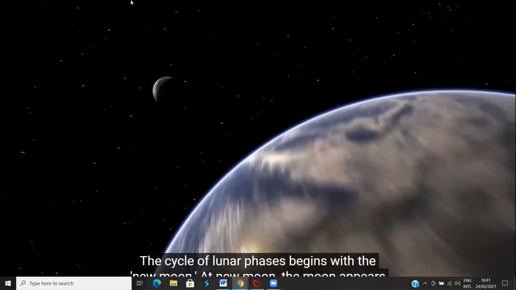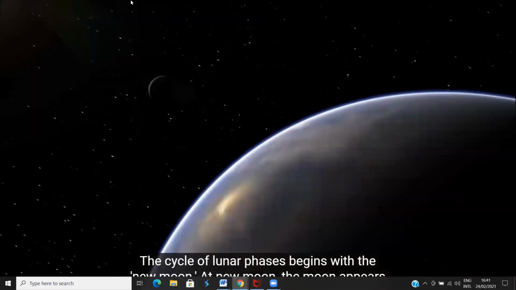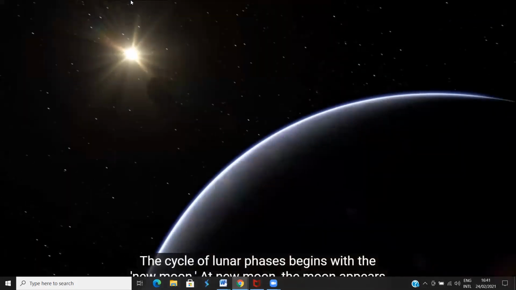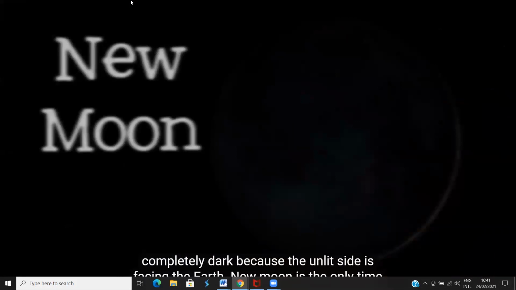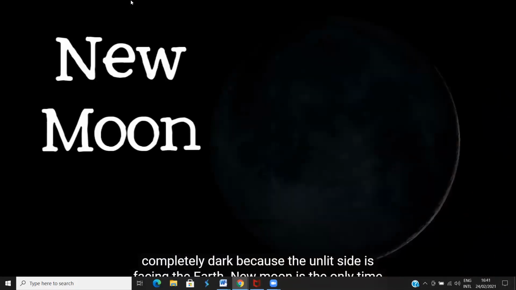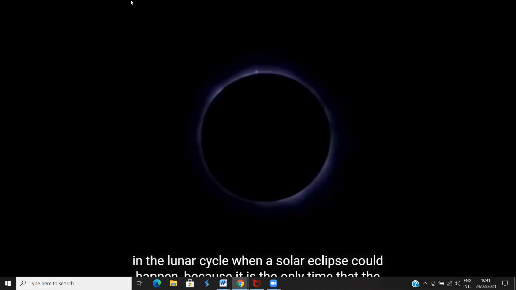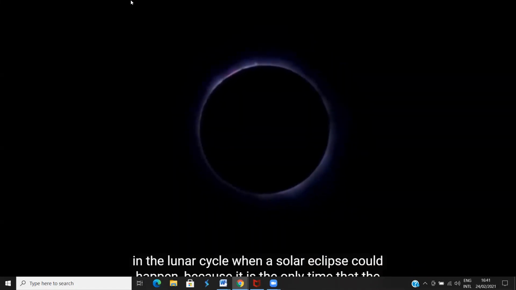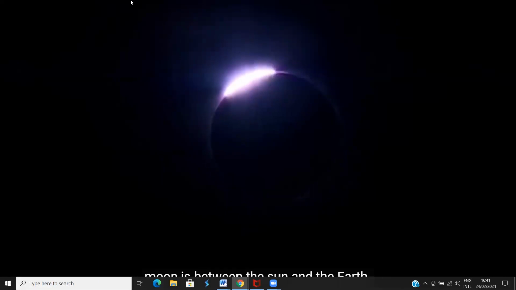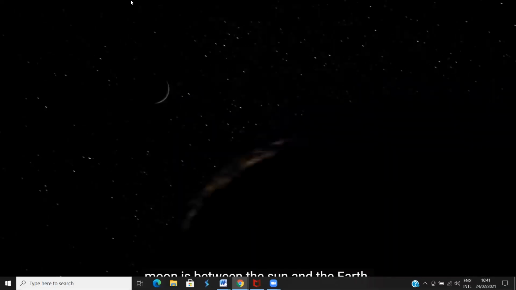The cycle of lunar phases begins with the new moon. At new moon, the moon appears completely dark because the unlit side is facing the Earth. New moon is the only time in the lunar cycle when a solar eclipse could happen, because it is the only time that the moon is between the sun and the Earth.